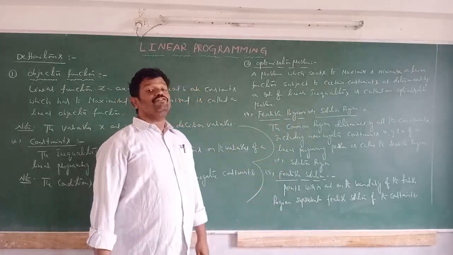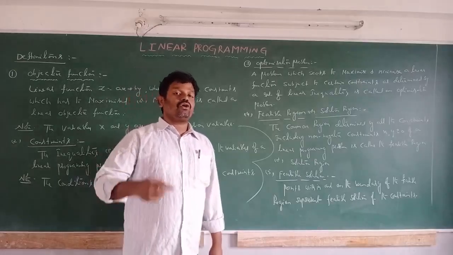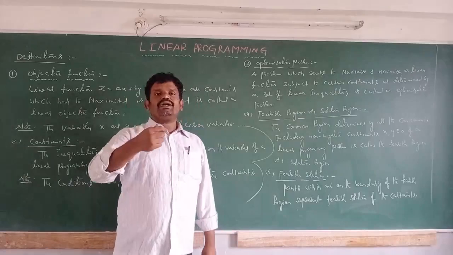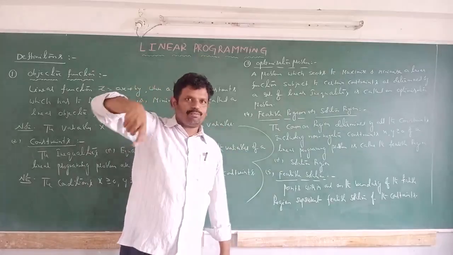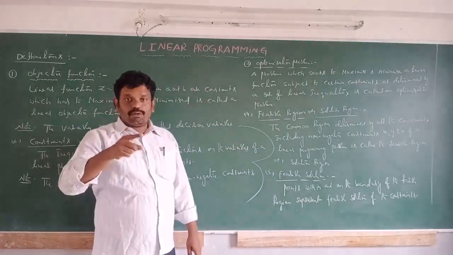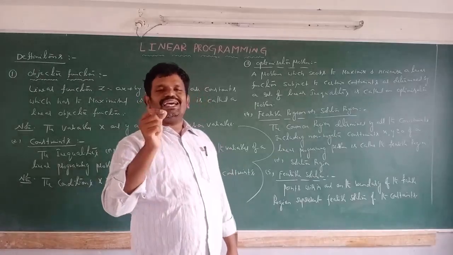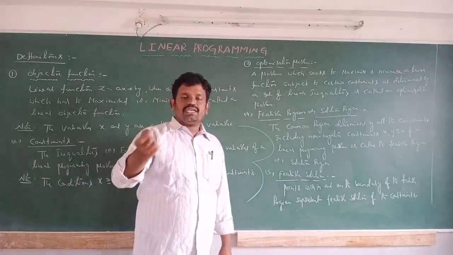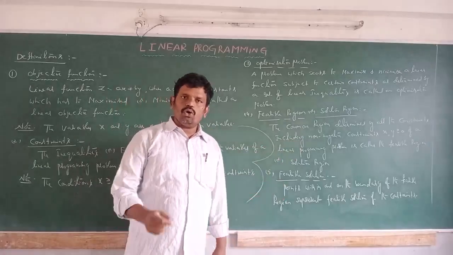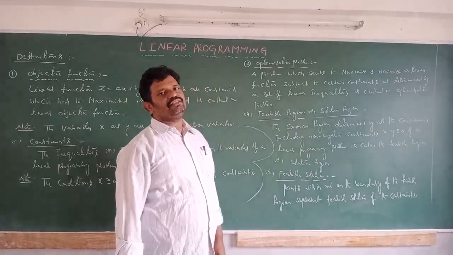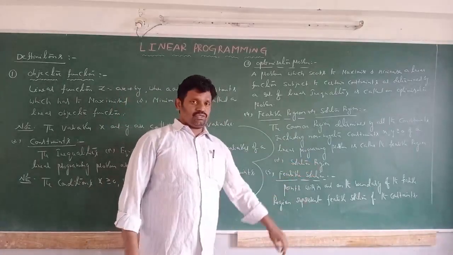Next another one, feasible region. This is very, very important. So where do we get the feasible region? The common region determined by all the constraints. If you draw the lines in the graph, the shaded region is called feasible. The common region determined by all the constraints, including the non-negative constraints x, y greater than or equal to 0, is called the feasible region. Okay? This is also called the solution region.